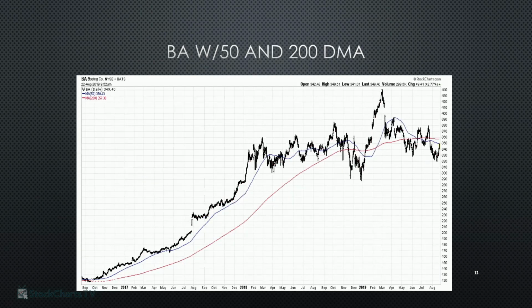Here's Boeing on a 50 and 200 day, and I switched the 10 and 30 purposely to 50 and 200 because this is what so much of Wall Street looks at, and for no particular reason other than it had appeared, I don't know, 30, 35 years ago in somebody's written work. And ever since, it was sometime in the 1980s, someone wrote a piece that included 50 and 200 day, and all of a sudden that's what everybody looked at.